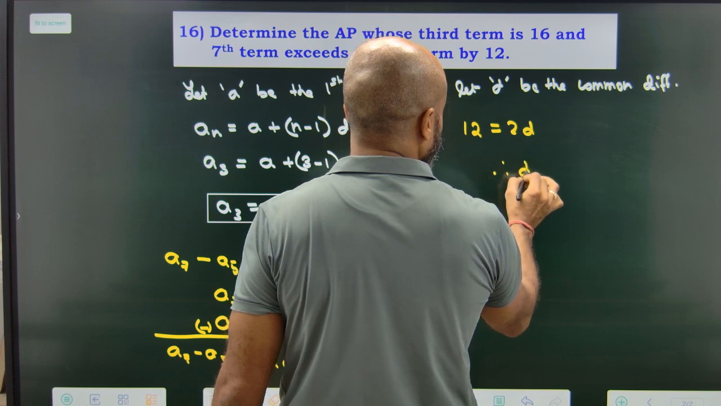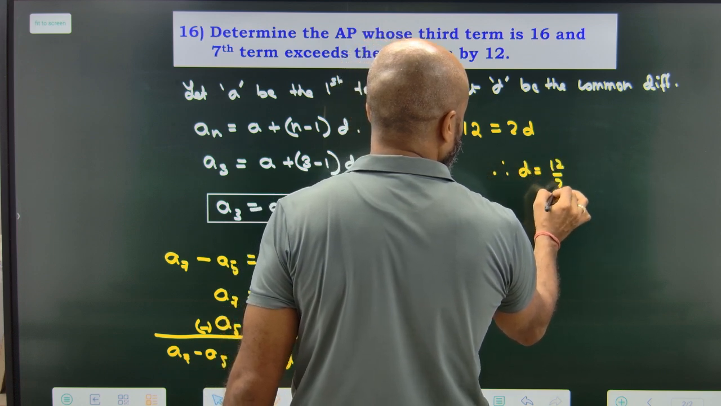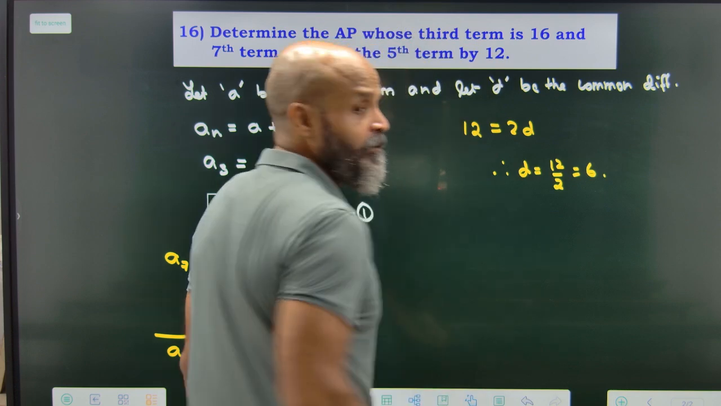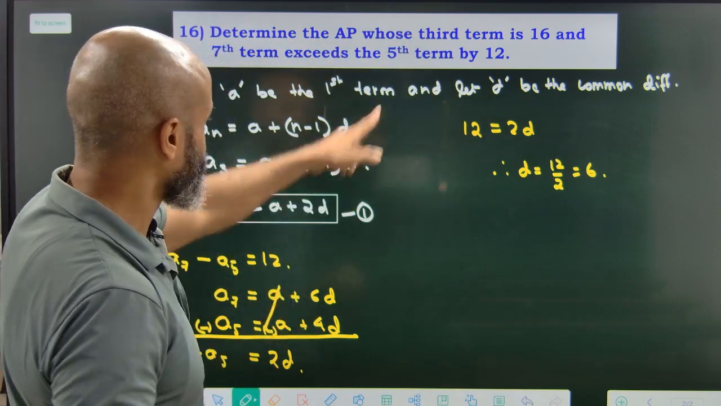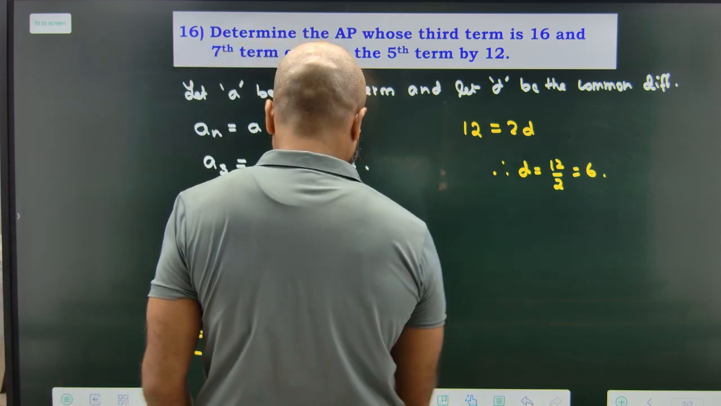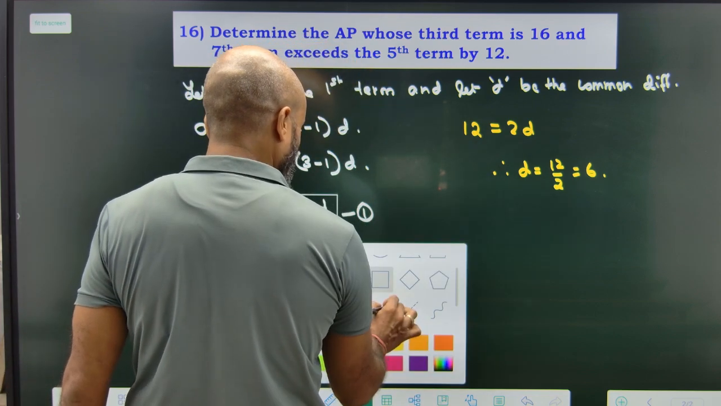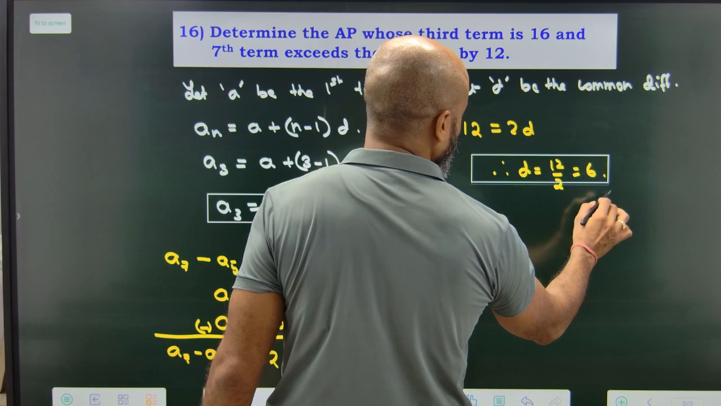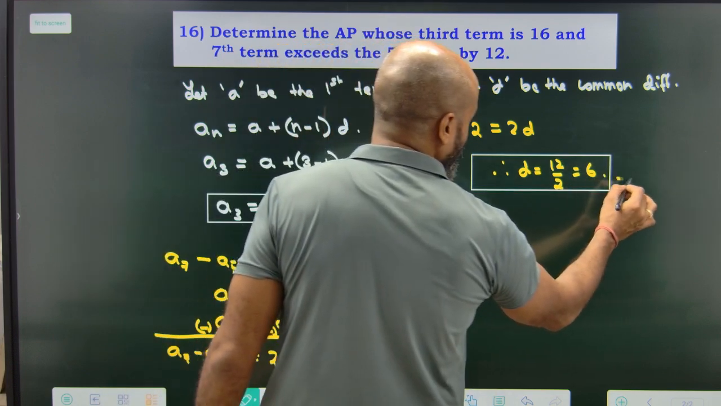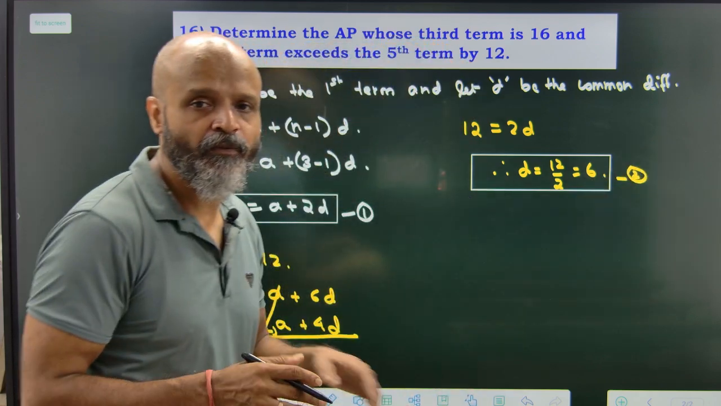So therefore d is equal to 12 by 2, that is 6. D will be equal to 6. So the common difference here is 6. Now since we have two equations and two unknowns, out of which we have already found one, here d is equal to 6.